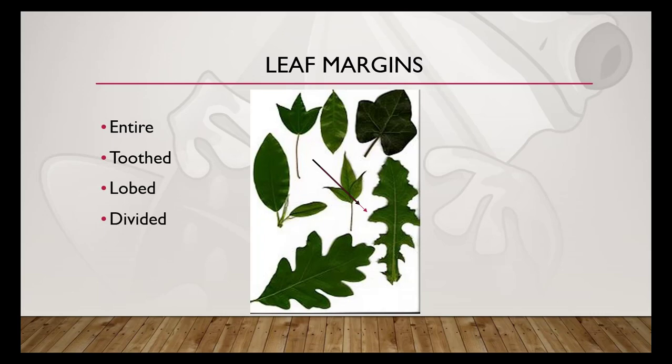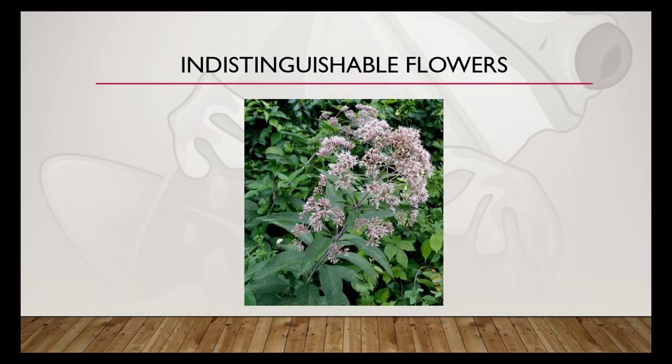Indistinguishable flowers have petals so small or not visible at all. Inflorescence is the petal or flower part of the plant. On the other hand, irregular flowers are flowers that have multiple types of petals. The petals can be different in size, shape, or color.